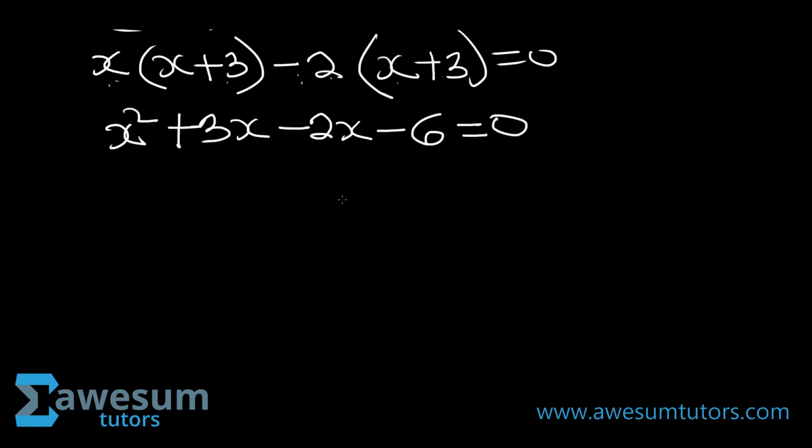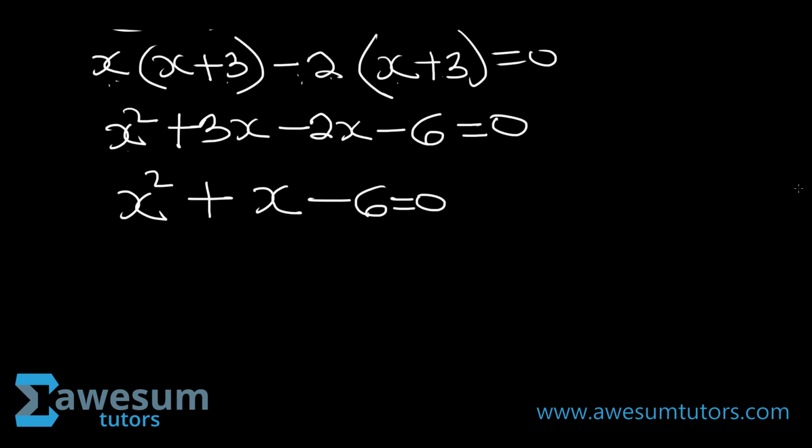Now what are we going to do? Now let us simplify. This is x squared, there is no other x squared, so we bring this down. +3x minus 2x gives you +1x, but of course, you don't need to write the 1, so we write positive x. And then what do you have here? Negative 6 equals 0.